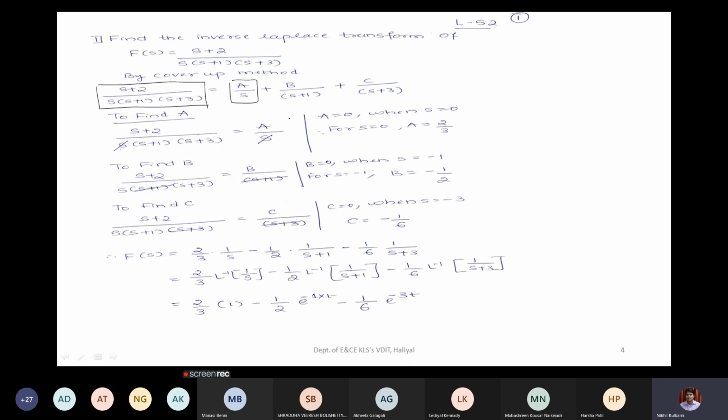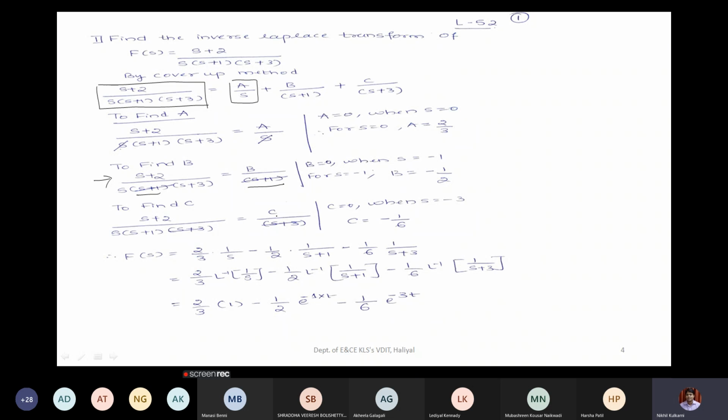Similarly, if you equate b divided by s plus 1, this term and this one are going to cancel out, and b is found when s is equal to minus 1. If you put s equal to minus 1 in this term, what you will get is b equal to minus 1 divided by 2. I hope you can check that.